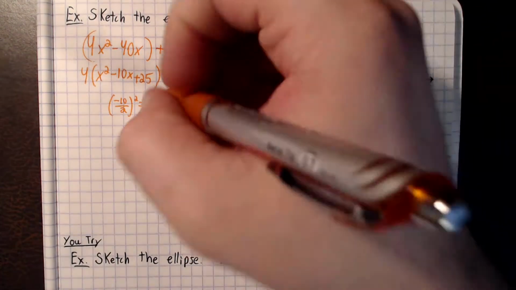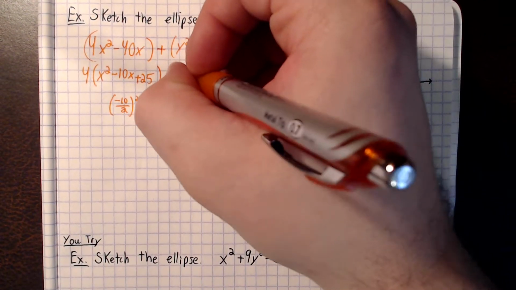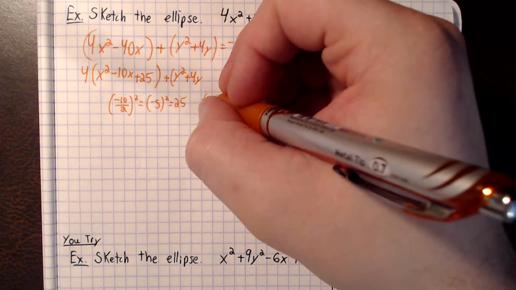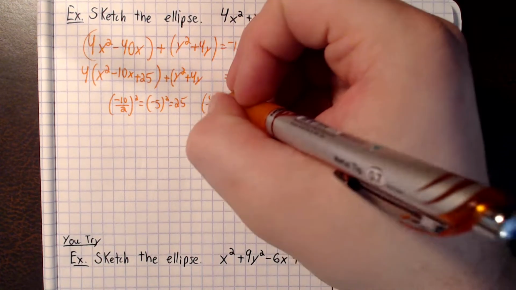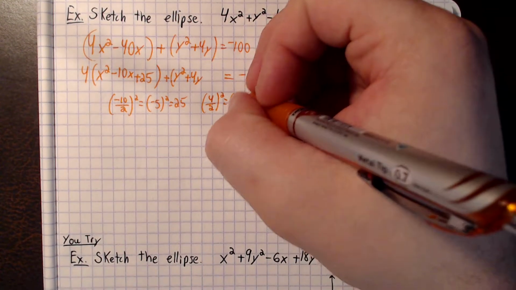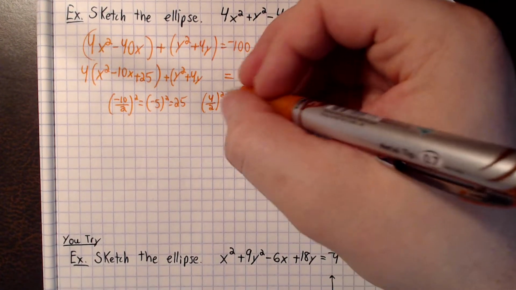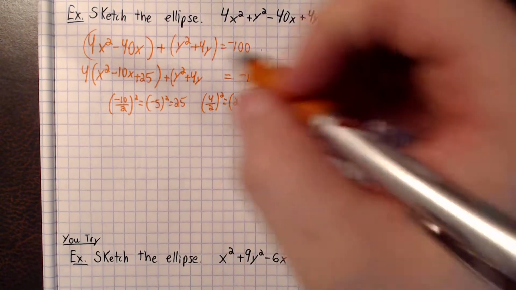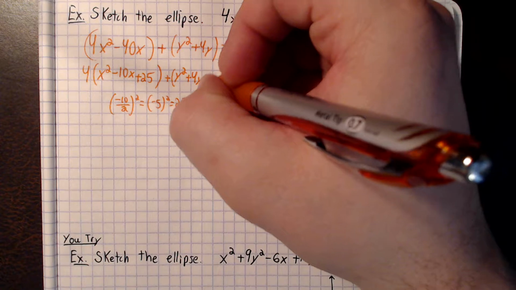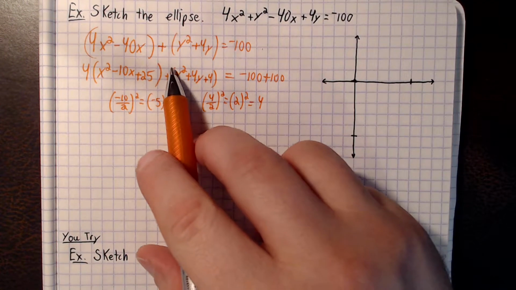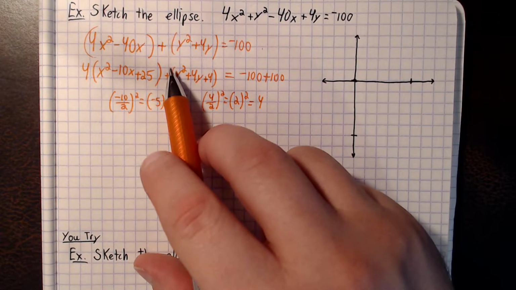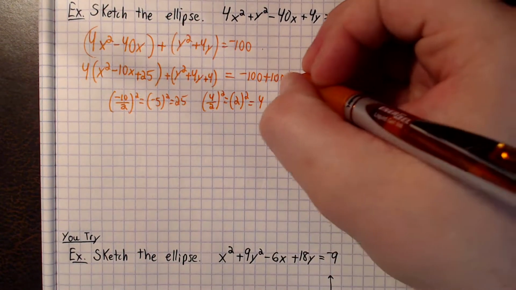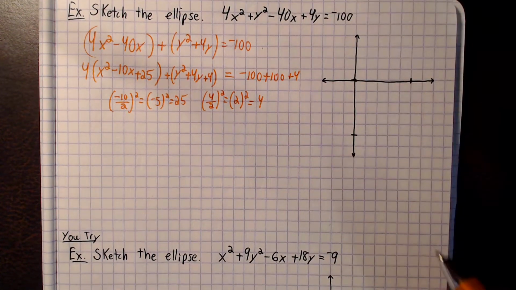For my y, my b term is 4 divided by 2. That's really 2. Both of those will be squared. So 2 squared is 4. That's what I'm adding here. I only have a 1 out in front here, so I'm adding 1 times 4, which is only 4. So that's what's being added to this side.